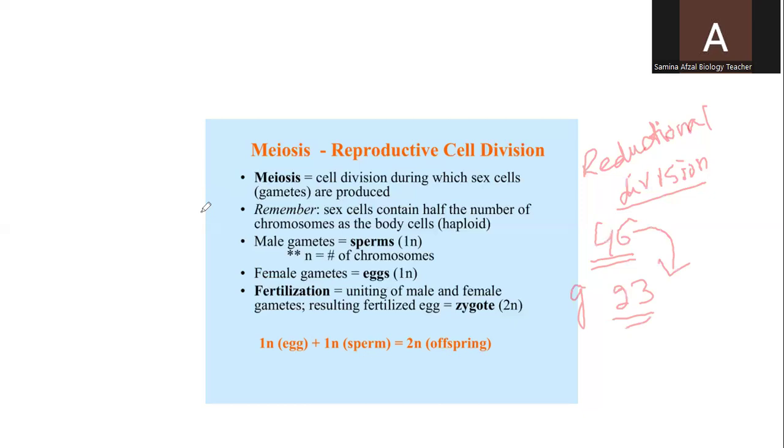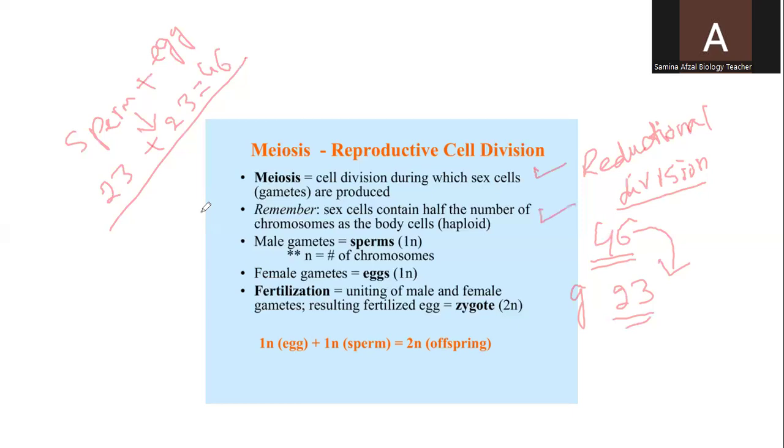Every gamete, whether it is sperm or egg, when they unite together, there will be the fusion of gametes. Then there will be 23 plus 23, which makes 46 chromosomes, the normal number of every cell. So meiosis is the cell division during which sex cells are produced. Sex cells contain half the number of chromosomes.